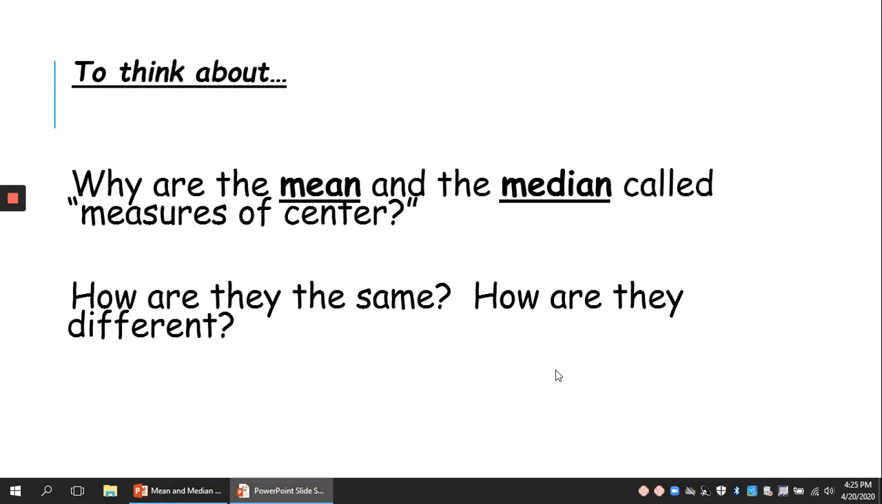So think about this. Why are the mean and the median called the measures of center? How are they the same? And how are they different?